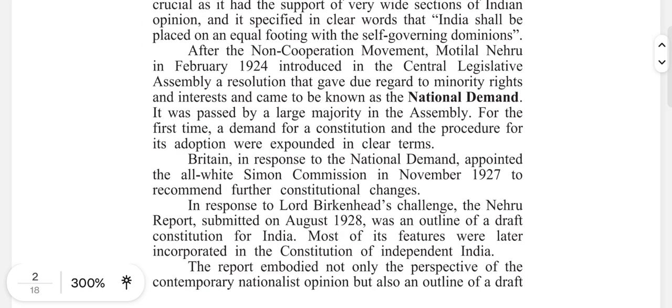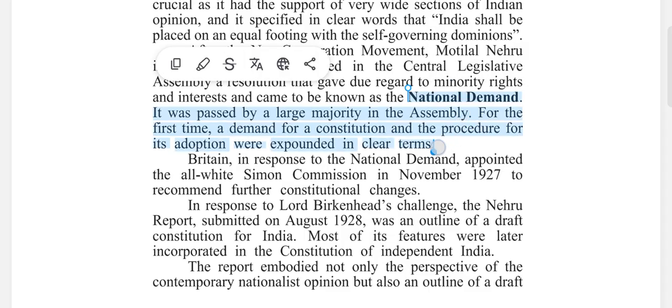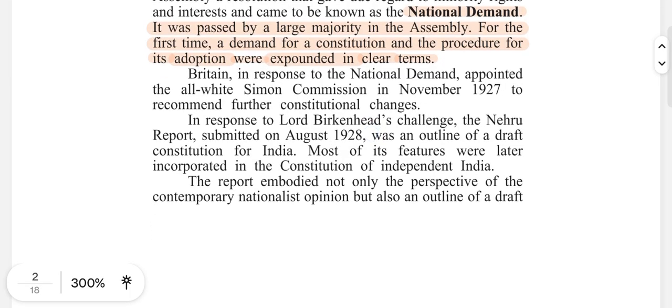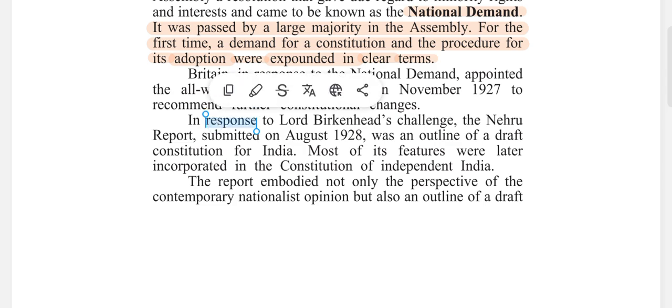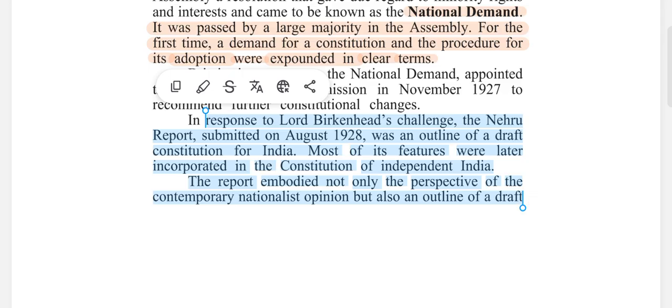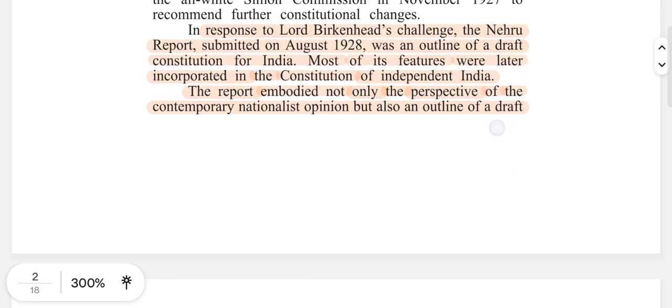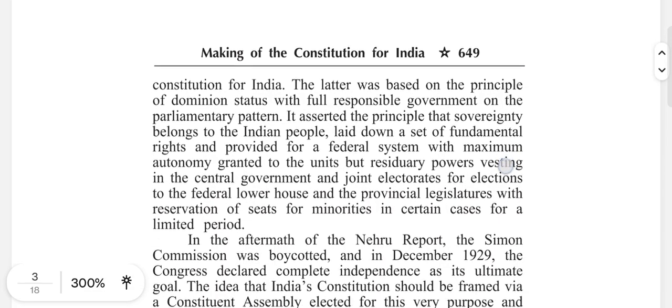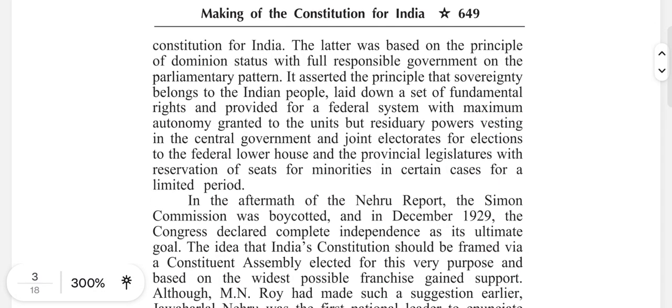Britain, in response to the national demand, appointed the all-white Simon Commission in November 1927 to recommend further constitutional changes. In response to Lord Birkenhead's challenge, the Nehru Report, submitted in August 1928, was an outline of a draft constitution for India. Most of its features were later incorporated in the Constitution of Independent India. The report embodied not only the perspective of the contemporary nationalist opinion, but also an outline of a draft Constitution for India.